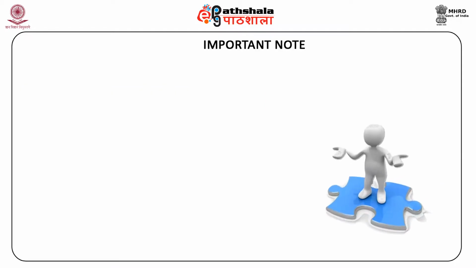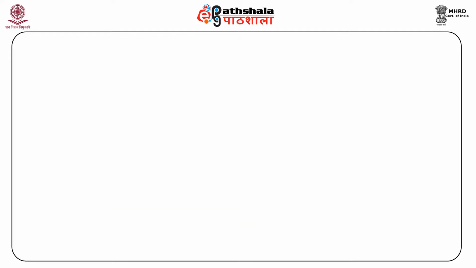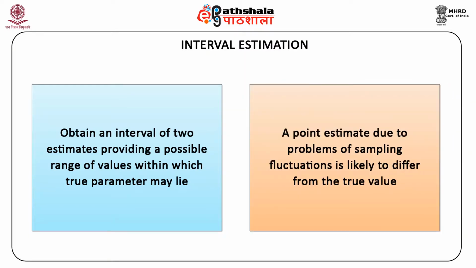One of the important points to keep in mind is that the OLS estimators are best linear unbiased estimators, or BLUE, of the population parameters. Moving next to interval estimation, instead of obtaining a single estimate of the parameters, we can obtain an interval of two estimates, providing a possible range of values within which the true parameter may lie. A point estimate, due to problems of sampling fluctuations, is likely to differ from the true value.